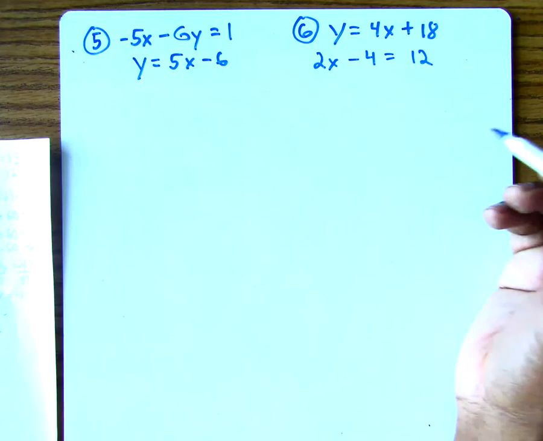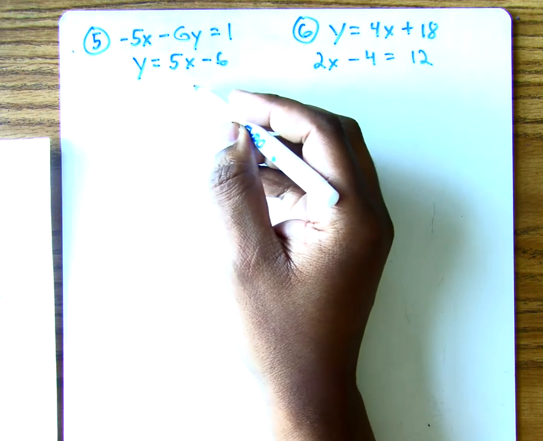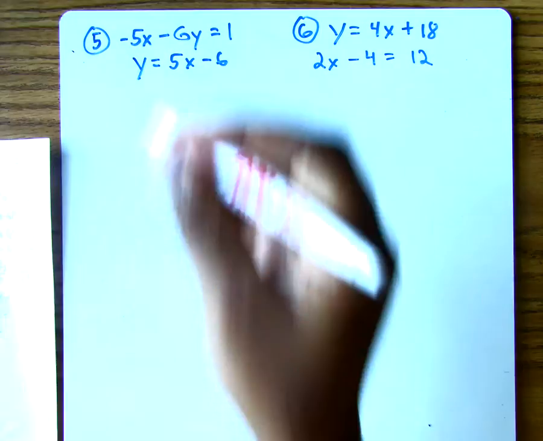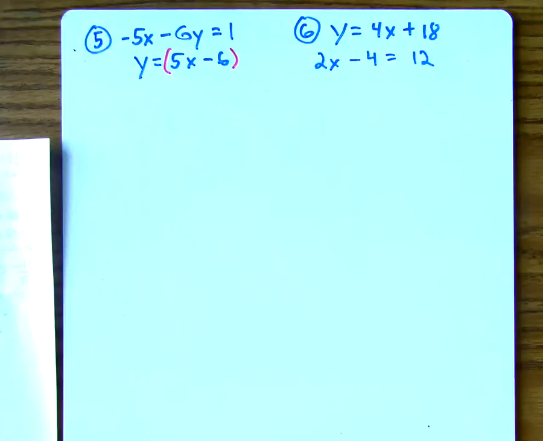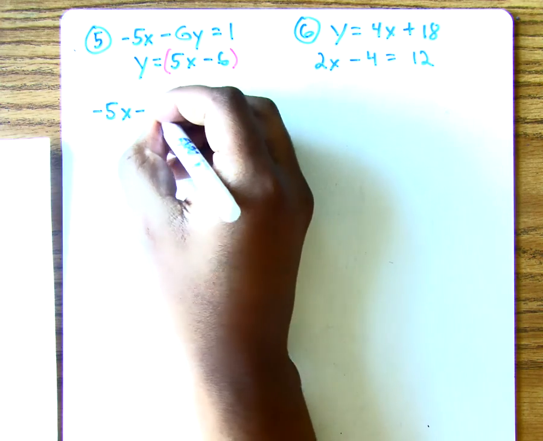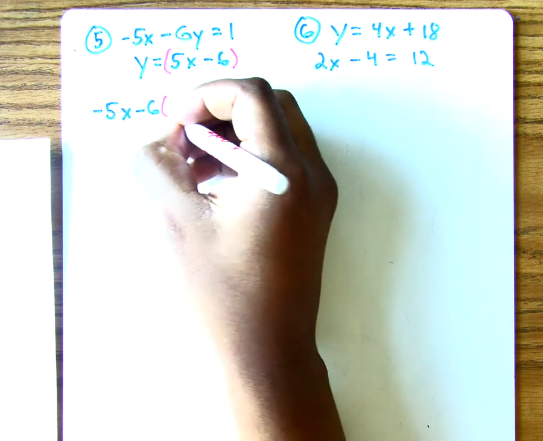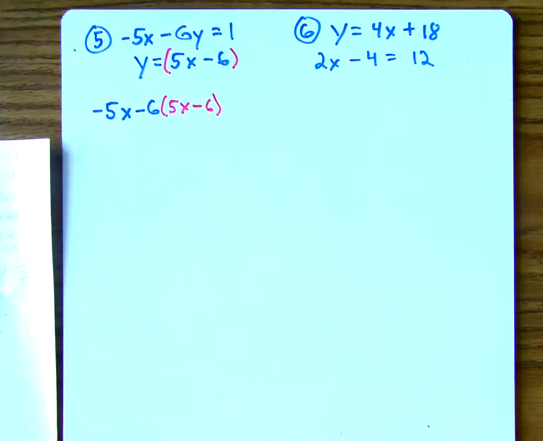We already have the y, or this second equation already set equal to y. All we have to do is take this component here and plug it in to this y. So we'll go ahead and have negative 5x minus 6, and this is where we plug in this y value here, 5x minus 6, and all of this is equal to 1.